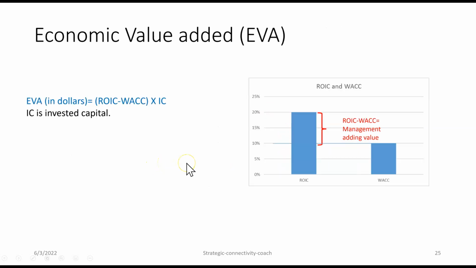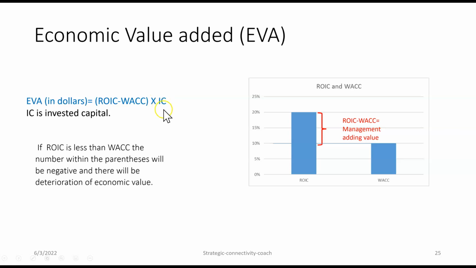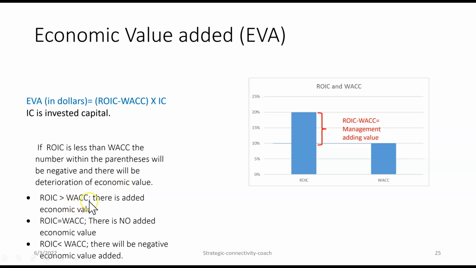Now, from there we can also calculate what is called economic value added in dollars. How do you do that? You look at the difference between the ROIC and the WACC, multiply by invested capital, which we talked about how to do. If the ROIC is lower and the weighted average cost is higher, the number in parentheses will be negative, and that will be a loss of economic value. So the basic rule is: ROIC greater than WACC, there is added value; about the same, there is no added value; if it is less, then there is a negative economic value added.